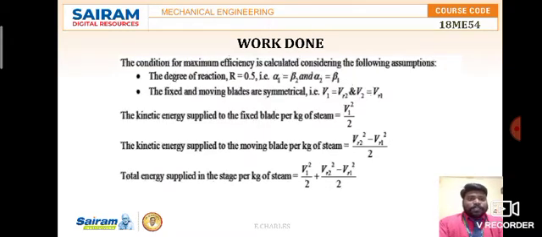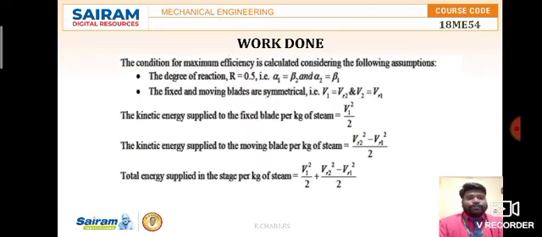Next, work done. Some of the assumptions that we have to consider here: what are the assumptions for maximum efficiency? If the degree of reaction R is equal to 50% or 0.5, then we have to consider alpha 1 equal to beta 2 and alpha 2 equal to beta 1. That we have already seen in the previous module. So the fixed and moving blades are symmetrical. If the fixed and moving blades are symmetrical, then V1 is equal to VR2 and V2 is equal to VR1.